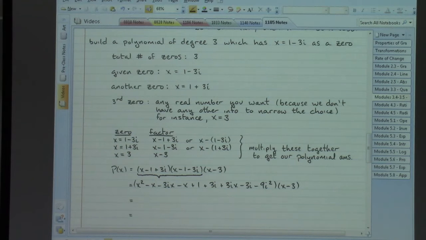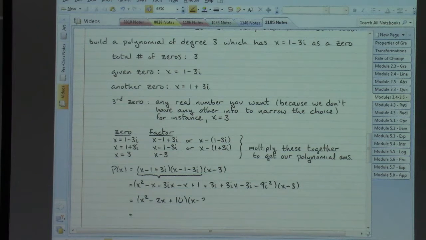If we start simplifying things, we've got an x squared and a minus 2x. Our 3ix stuff is going to cancel out. Our 3i stuff is going to cancel out. We've got a plus 1, and we've got a plus 9. So that gives us a plus 10 showing up there.